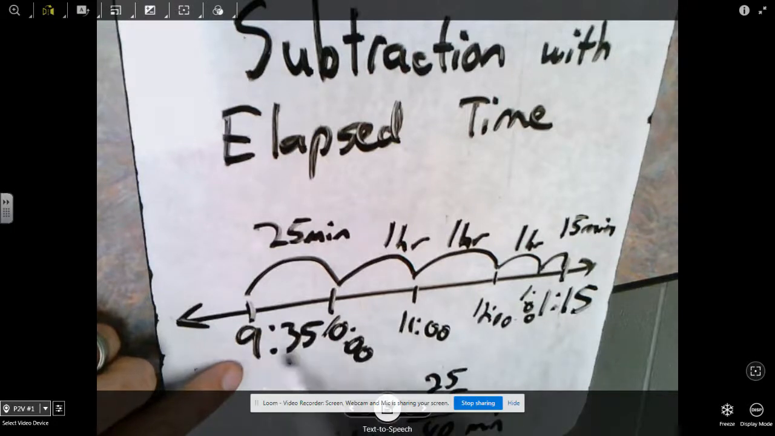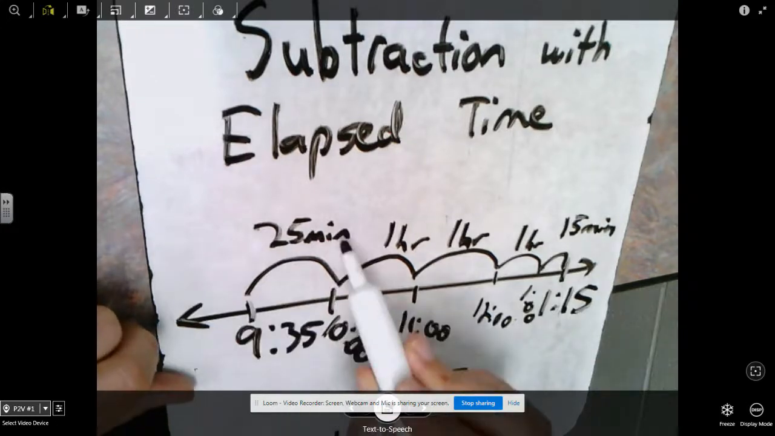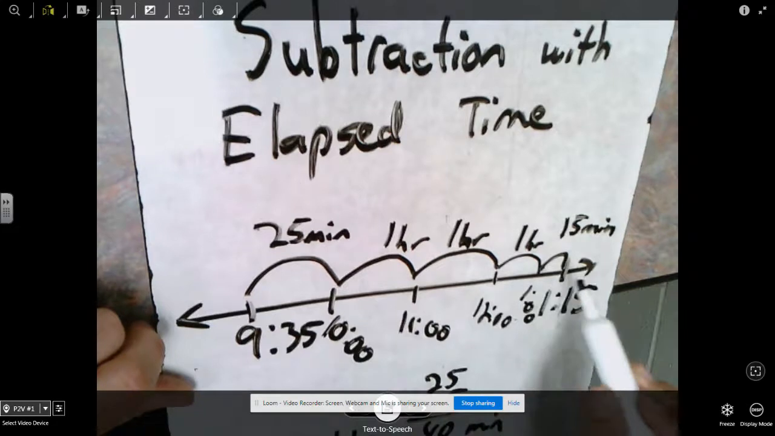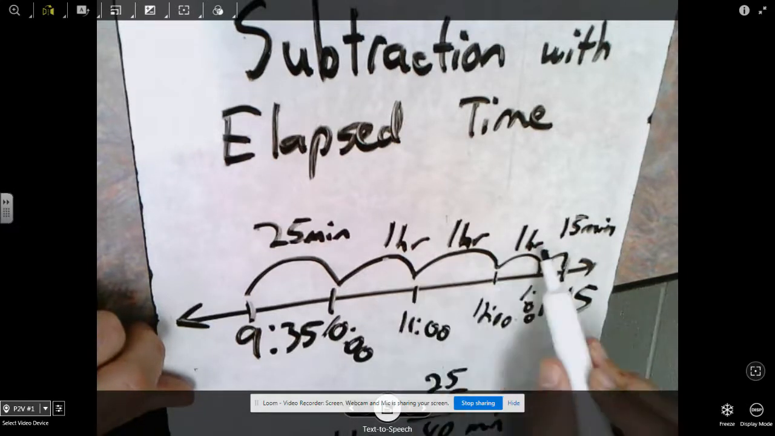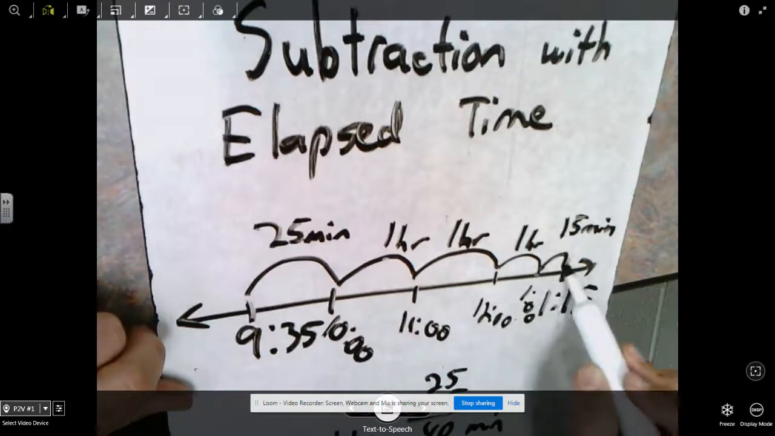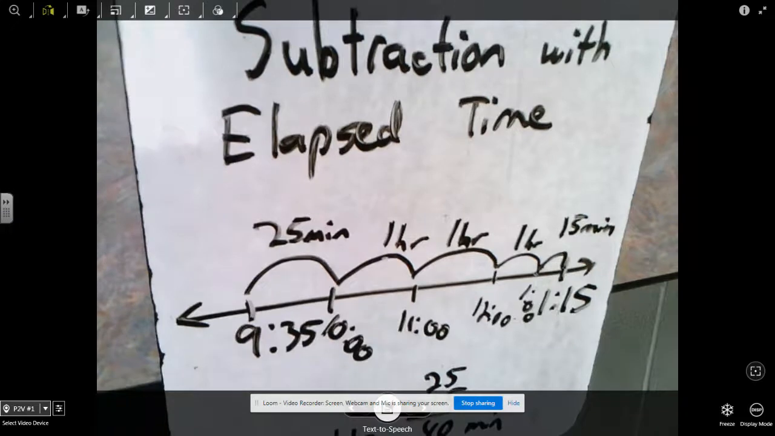First thing you do is get it to the nearest hour. So you'd have to figure out how many minutes are to 10 o'clock, and you figure out that there's 25 minutes. Then you'd count up hours, 11 o'clock, 12 o'clock, 1 o'clock. So that's 3 hours right there. And then you'd figure out how many minutes till 1:15. That'd be 15 minutes. And that's how you would actually solve this problem.